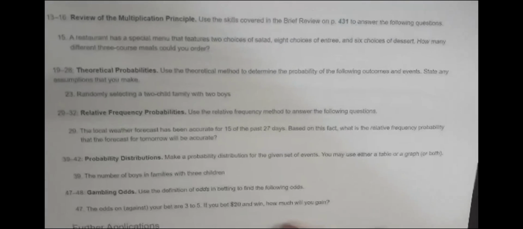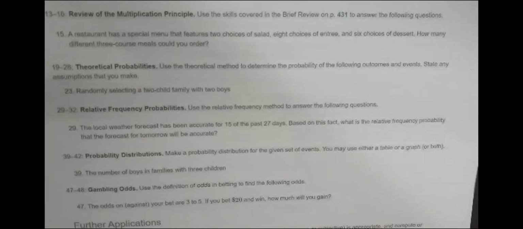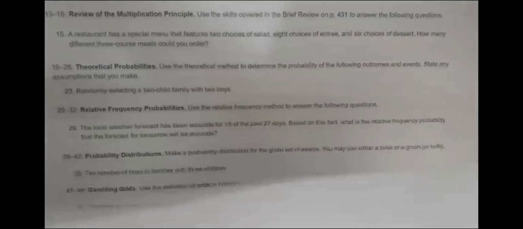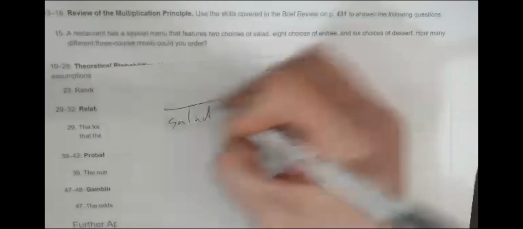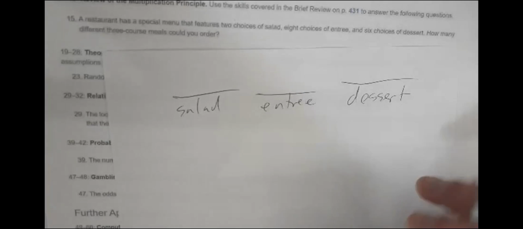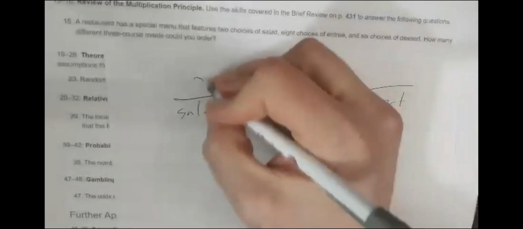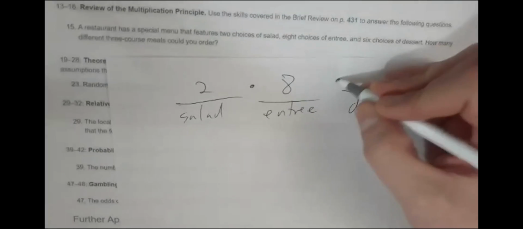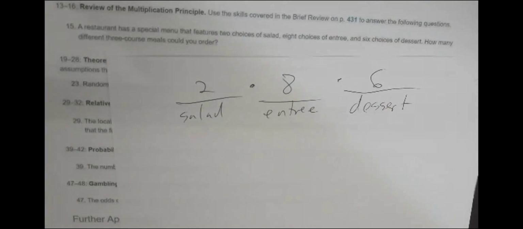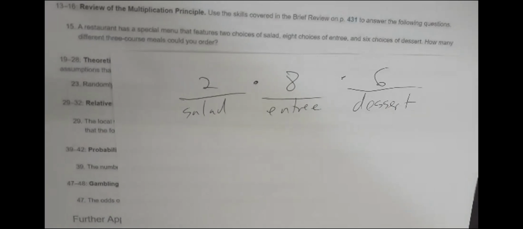Oh, this one's even simpler than that. We don't even need this principle yet. A restaurant has a special menu that features 2 choices of salads, 8 choices of entree, and 6 choices of dessert. How many different 3-course meals can you order? I'm thinking salad, entree. Right. How do I figure out the total number of combinations here? Multiply them. That's the multiplication principle. So there's 2 choices of salads by 8 choices of entrees by 6 choices of desserts. 16 by 6 is what, 96?